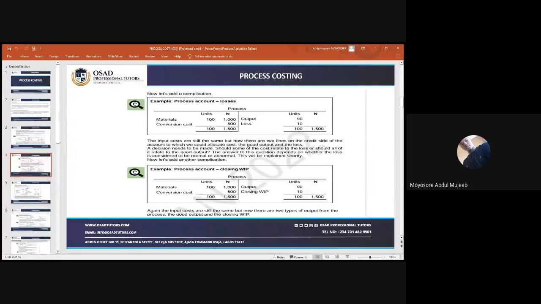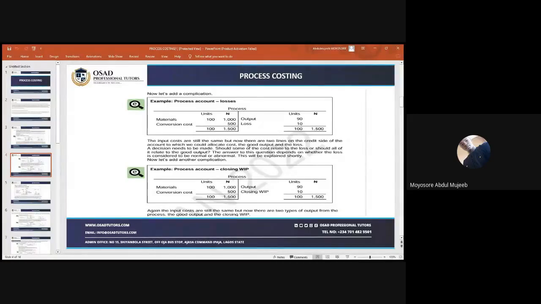The input costs are still the same, but now there are two lines on the credit side of the account to which we should allocate costs: the good output and the loss. A decision needs to be made. Should some of the costs relate to the loss, or should all of it relate to the good output? The answer depends on whether the loss is considered to be normal or abnormal. This will be explained shortly.